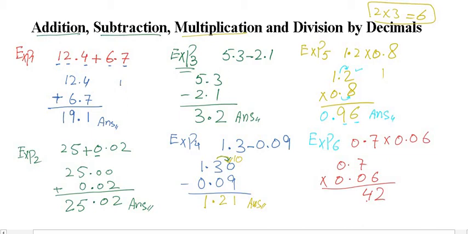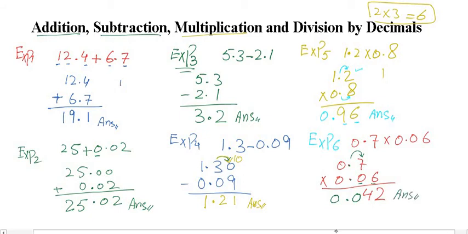Okay, now again go back and count the digits. In the first row we have 0.7, so only one digit after the decimal. But in the second we have 2 digits after the decimal. So in total how many digits? 3 digits. It means after the decimal the answer should have 3 digits. There is nothing else given, so we put 0 here and then the decimal, then 0. Now it becomes 3 digits after the decimal.